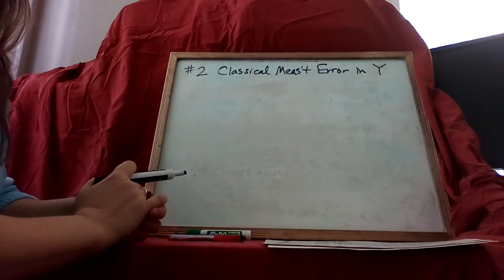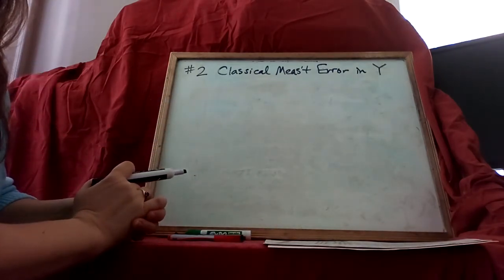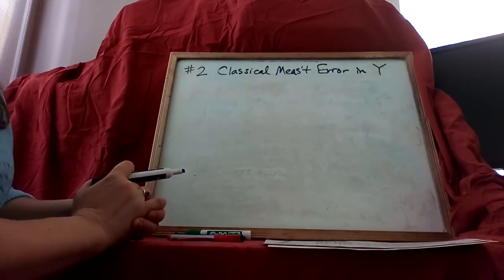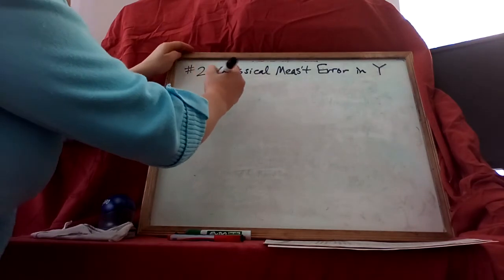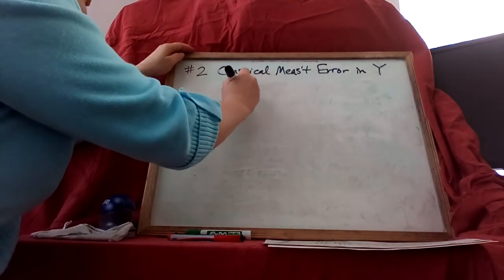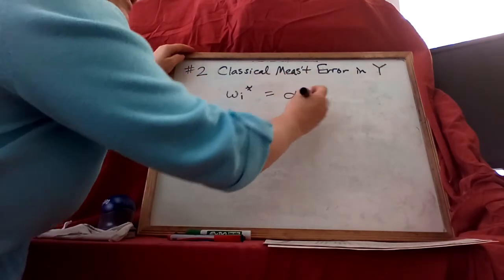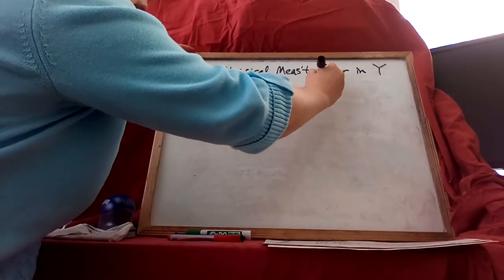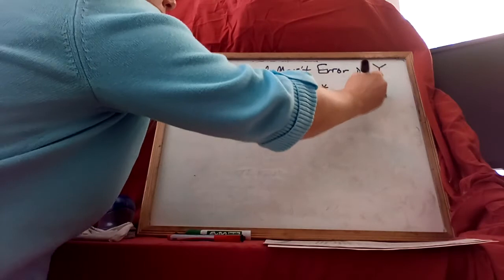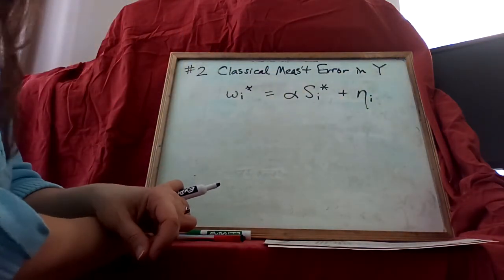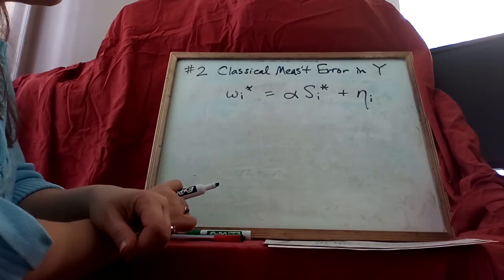I'm going to use the same example that I did for measurement error in X, which is the effect of schooling on wages. But just to keep things a little bit simpler, I'm not going to log the wages since that's the variable we'll be talking about in terms of measurement error. And so we've got wages equals alpha S_i star plus eta_i. S_i star is going to be fine this time. We're not going to have measurement error in X.